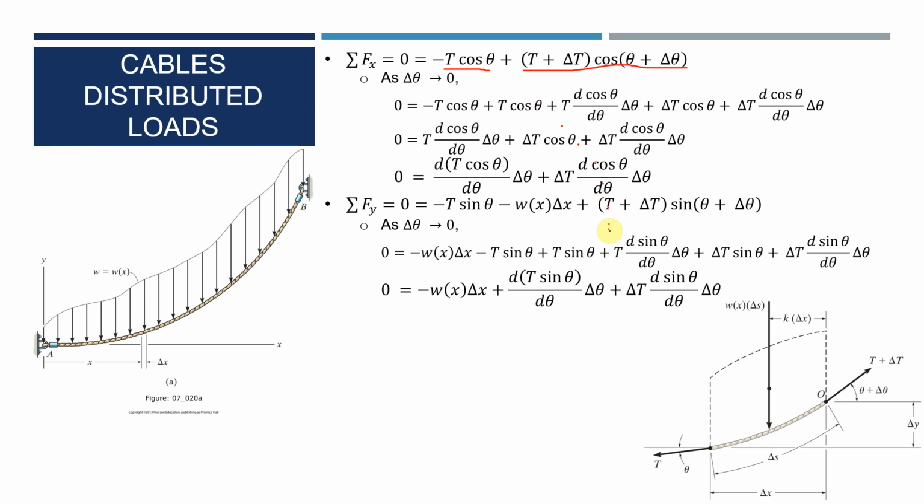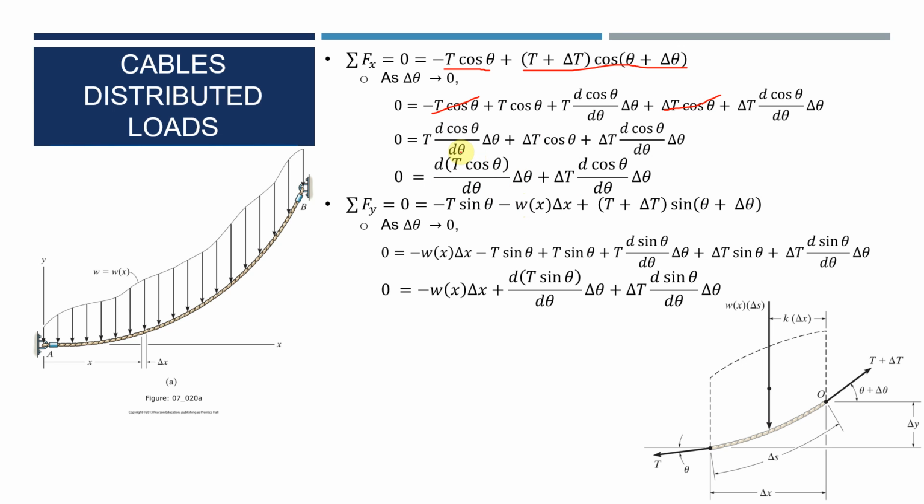Now we take the limit as delta theta goes to 0. So this becomes T cosine theta, T d cosine theta d theta, delta theta, which is the derivative of the cosine, negative the sine, delta T cosine theta plus a similar term here. So 0 equals all this stuff. We just rearrange. We can get rid of two terms, these two terms right here, and we're left with the remaining terms. And then we can divide by delta theta and take the limit as everything goes to 0.